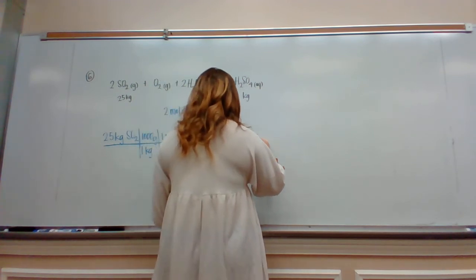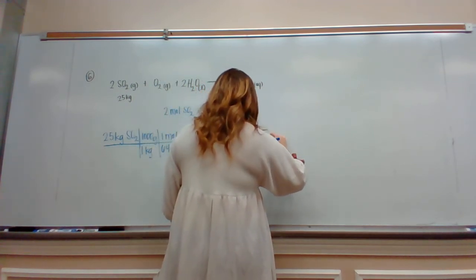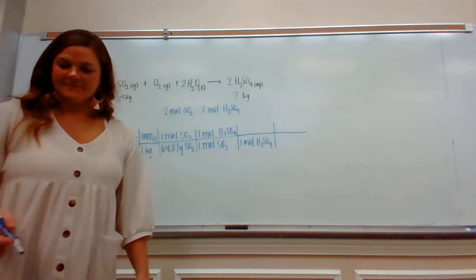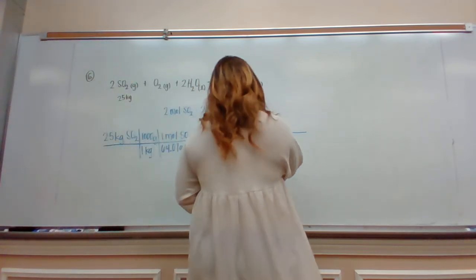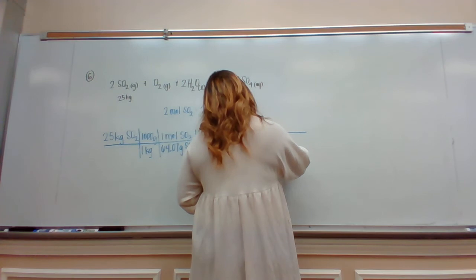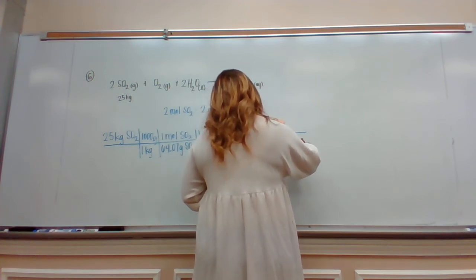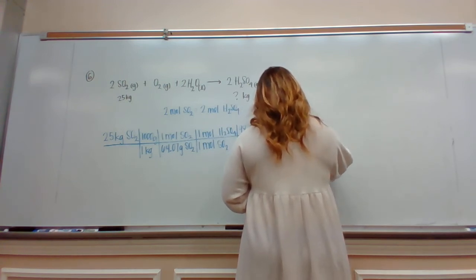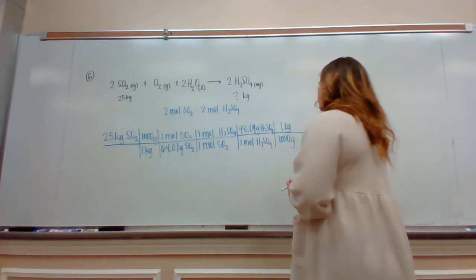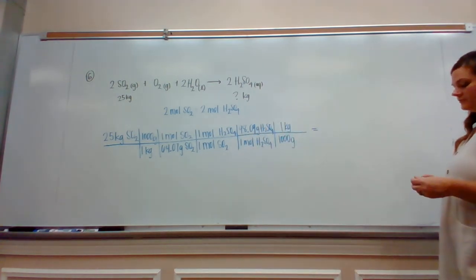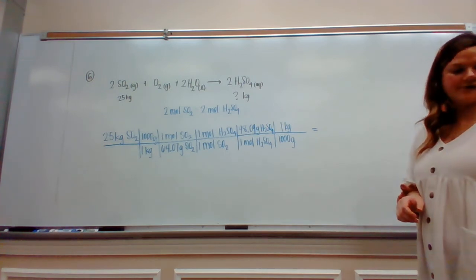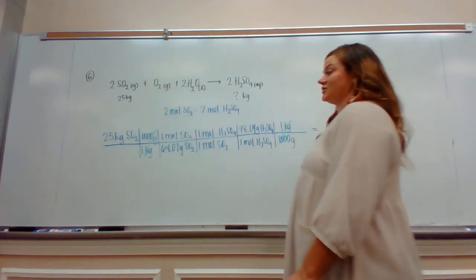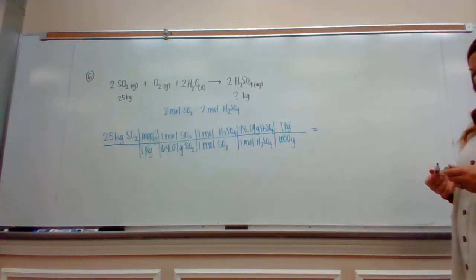Okay, then I go find the molar mass of sulfuric acid, 98.09 grams. And the last thing I do is I convert grams to kilograms. This and this actually cancel each other out, so you don't even have to include that when you type it in your calculator.